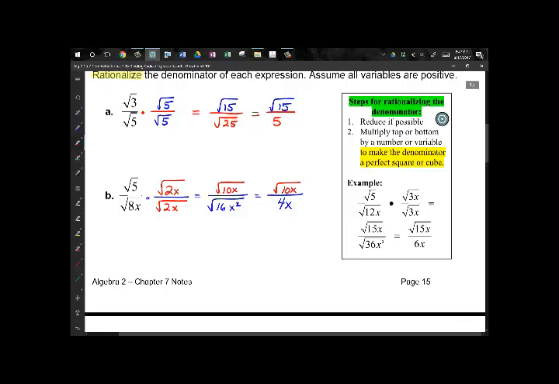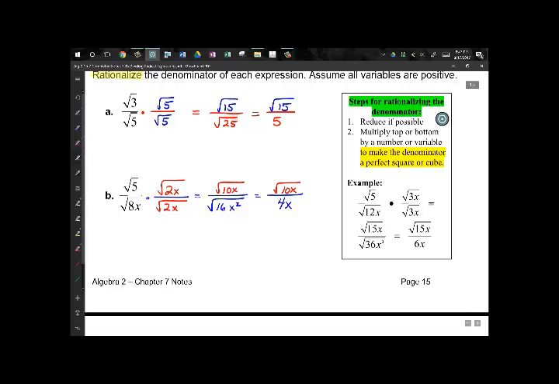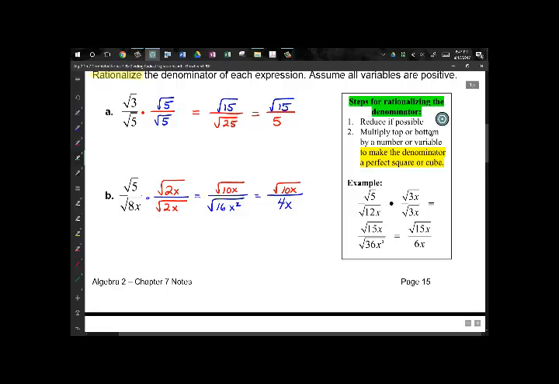So let's summarize this at our right-hand side here. If we're going to rationalize, we reduce if possible, and then we're going to multiply the top and the bottom by a number or a variable, or both, to make the denominator a perfect square or a perfect cube. So once again down here we have a 12x. Our target is 36x squared, so we're going to multiply by a missing 3x on the top and the bottom, and that's going to give us 15x square root over 6x. Remember, that our 15 and our 6x do not cancel because one is inside and one is outside.